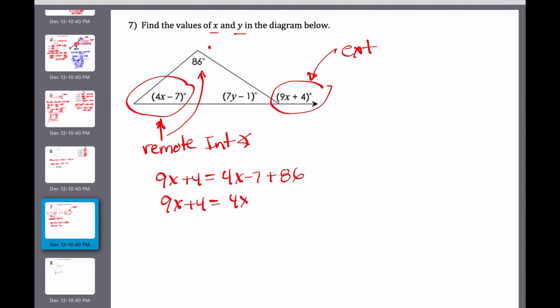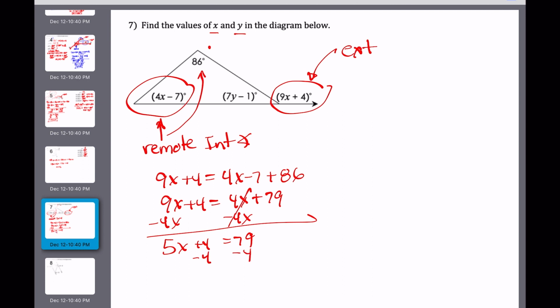So we'll combine the constants together, and that gives us 4x plus 79. And now we'll get the x's on one side, and we'll get the constants on the opposite side. And when you solve for x, you get 15. And now we can use that to figure out what y is. So x is equal to 15, we have that answer.